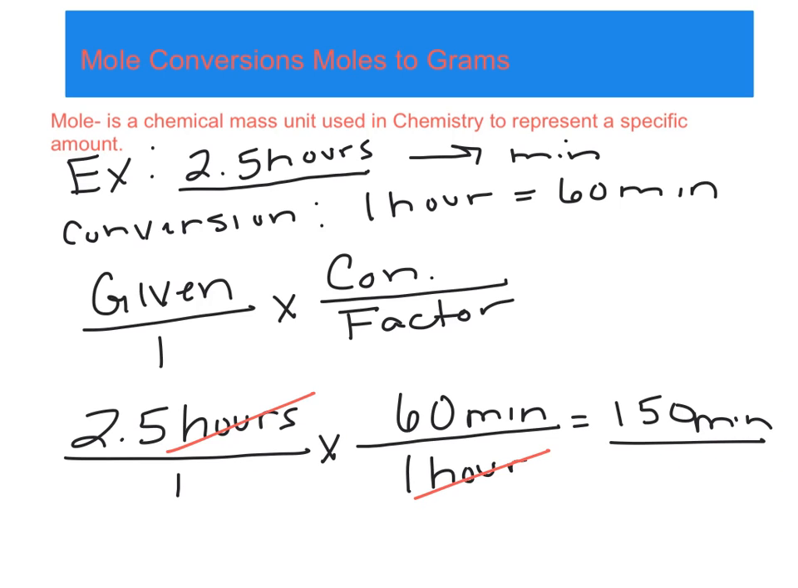Okay, so that was an easy one. All right, now we're going to try one in chemistry, using moles. The cool thing about all this is it doesn't matter what the units are. They can be hours, minutes, moles, or atoms. It doesn't matter because the process never changes. It's still exactly the same. So I'm going to go ahead and clean this up, and then we're going to try another example.